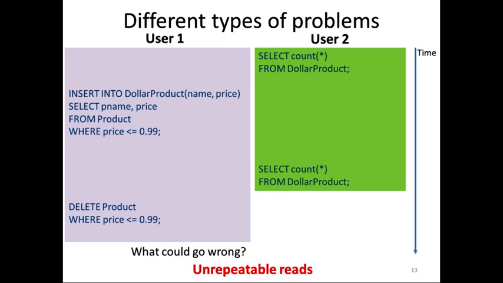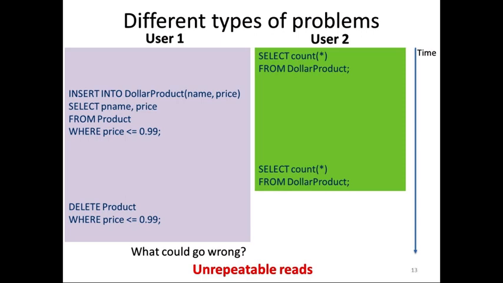So this is what happens here. The green transaction just reads the number of products less than $1 twice. For some reason, we need to access this statistic twice, while the purple transaction, following some recent decrease in prices for certain products, has to move some products that are now less than $1 from the product table to the dollar product table. And that means inserting them first into the dollar product table and then deleting them from the original table product.